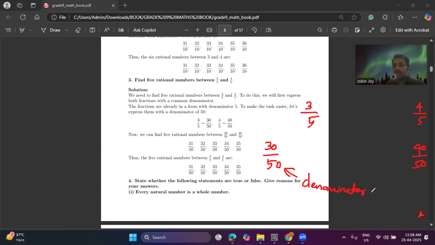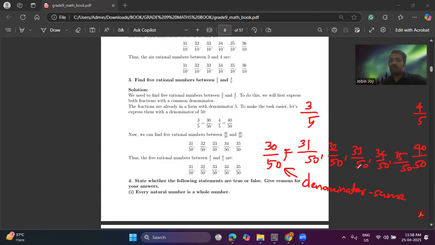Denominator same. So after 30, what is the next number? 31 by 50, next is 32 by 50, 33 by 50, 34 by 50, 35 by 50, like that. So you can write like this. How many rational numbers are required? 5 rational numbers, right? 1, 2, 3, 4, 5. So these are the 5 rational numbers between 3 by 5 and 4 by 5.